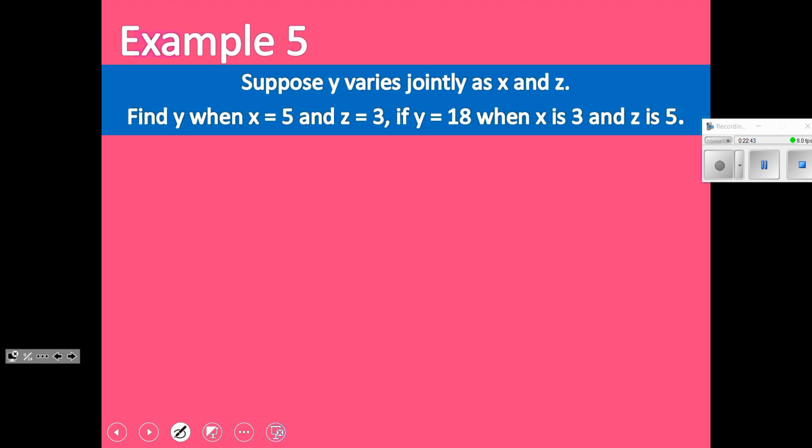Number 8. All right, suppose y varies jointly as x and z. So y varies jointly as x and z. Jointly means the k, the constant, is being times to the x and the z. So y equals kxz. I want you to read this. Find y when x is 5 and z is 3, if y is 18 when x is 3 and z is 5.